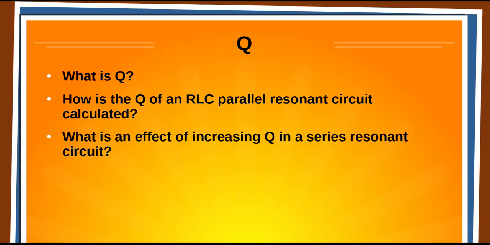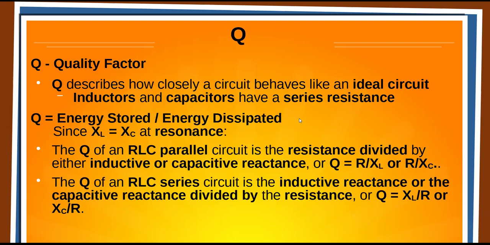So what is Q? We've talked about it. How do you calculate it for a parallel, or we'll talk about it in a series circuit, and what effect is it? It's called quality factor. Like I said, it's a measure of how close to an ideal component the inductor or capacitor is. It's also a measure of the energy stored versus the energy dissipated.